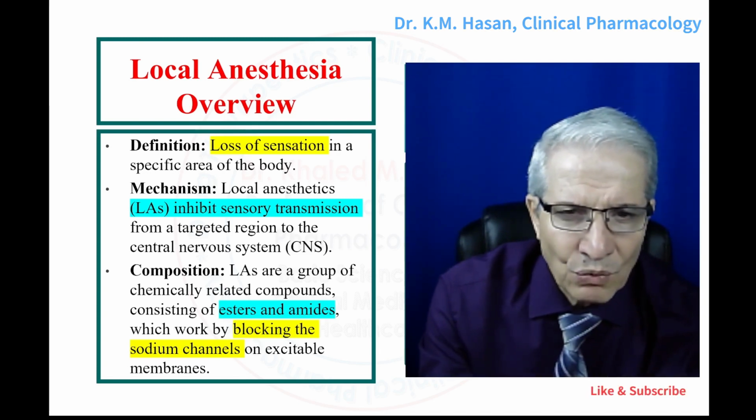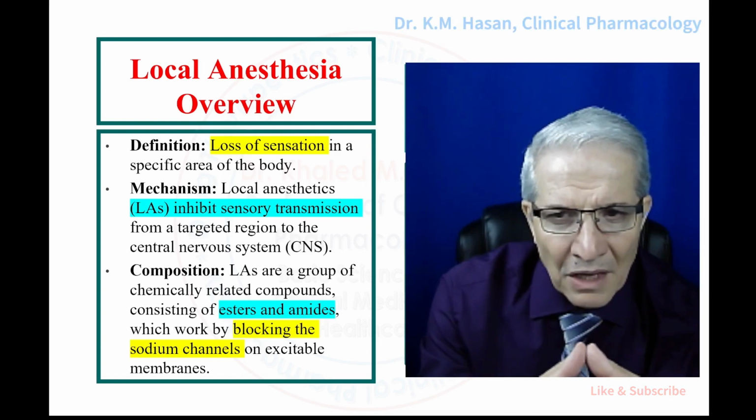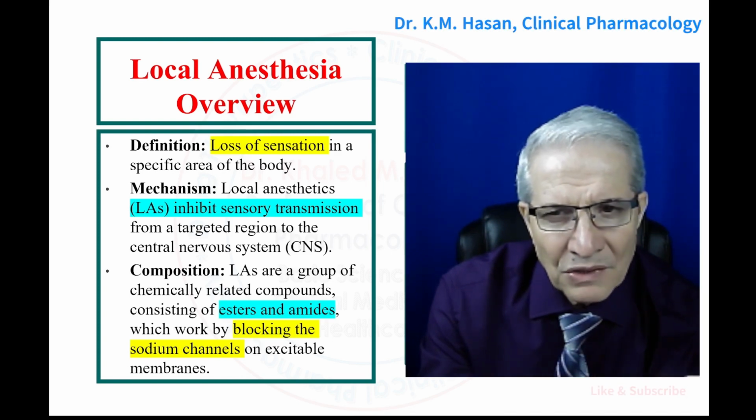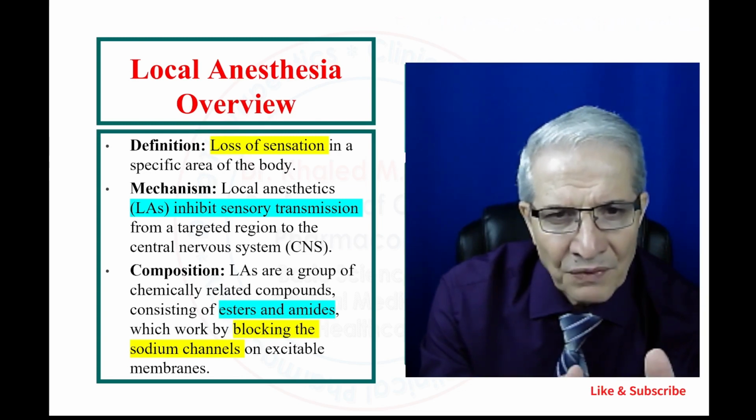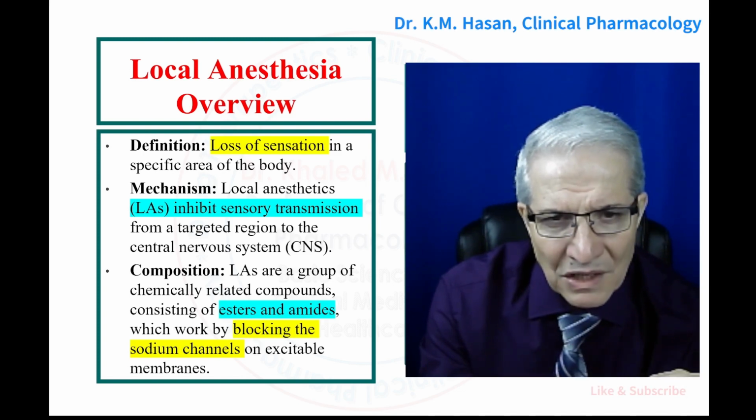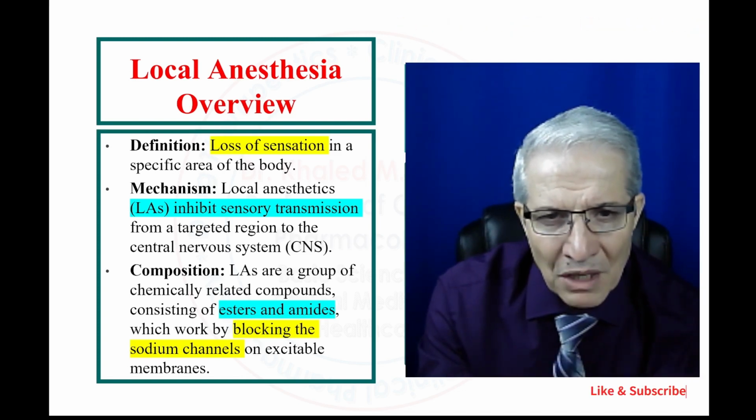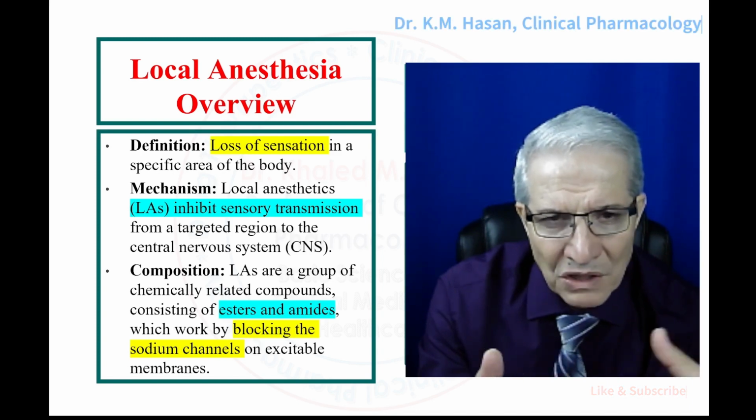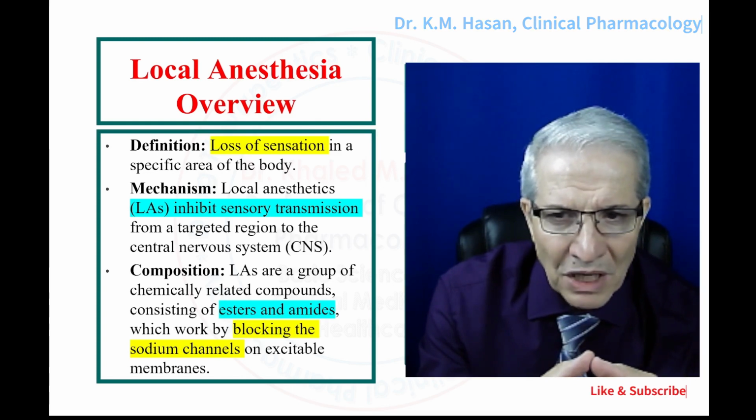How does local anesthetic work? It is known that local anesthetic inhibits sensory transmission from the target region, from the skin, from the eye, from the ears, to the central nervous system. In this case, our brain will not react by sending pain or sending reflex responses.